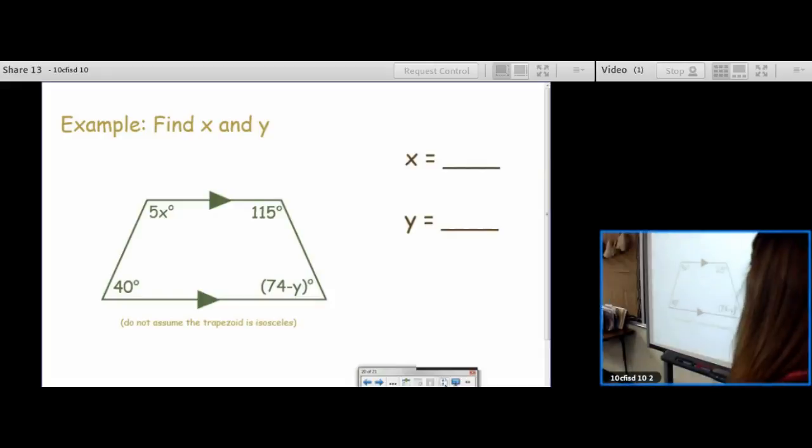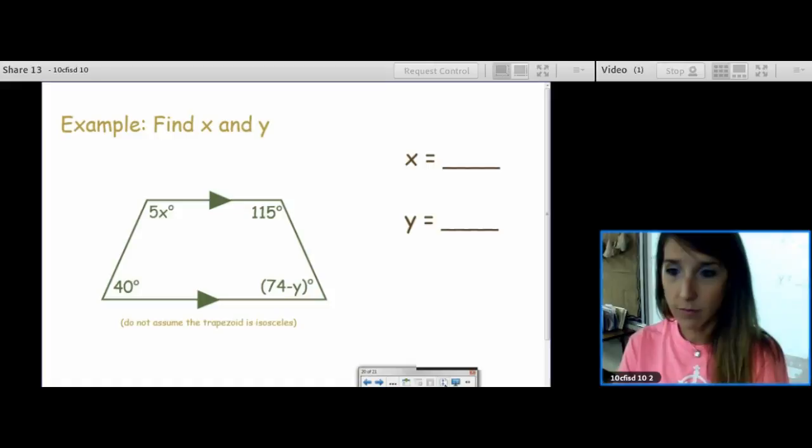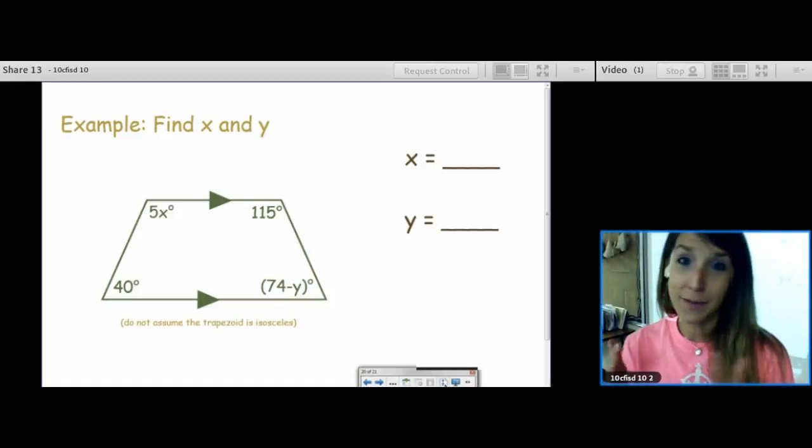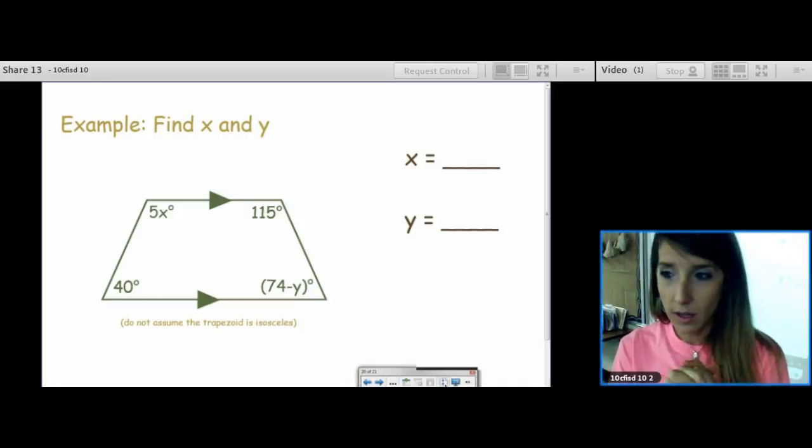I want you to find x and y. Remember those arrows mean that those lines are parallel. The other two sides of this quadrilateral are not parallel. So you do have to be really careful here because our theorems only work when the lines are parallel.